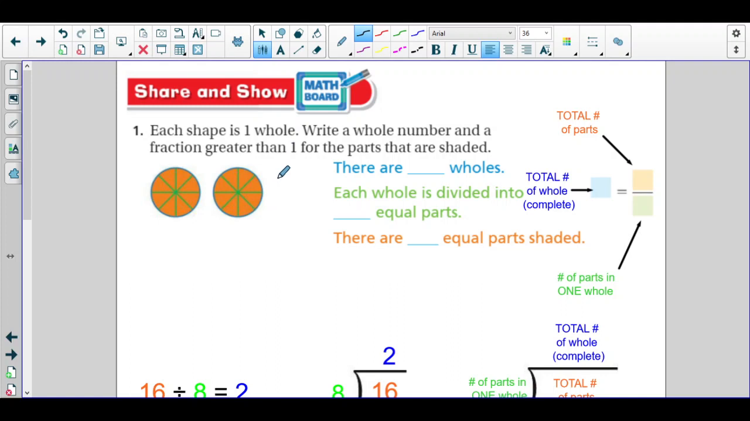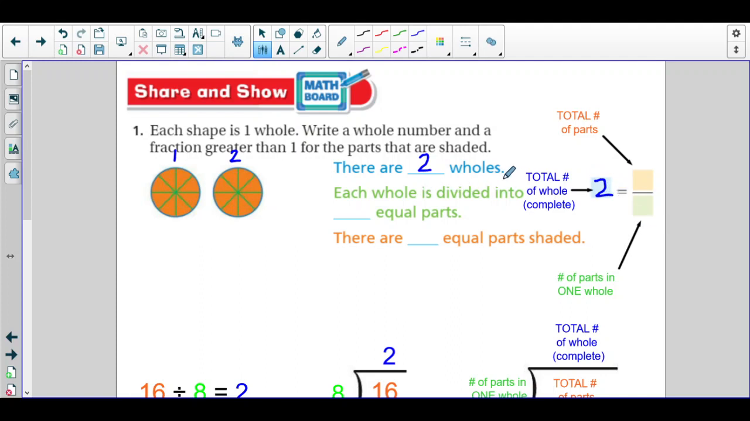This was in your lesson, and we're going to just take a closer look at it. It says each shape is one whole. Write a whole number and a fraction greater than 1 for the parts that are shaded. So when we came in here, and let's go ahead and get some of the colors here that I want. We had 1 and 2 wholes. All right. And that's what went right there. And that was the number of wholes right there.